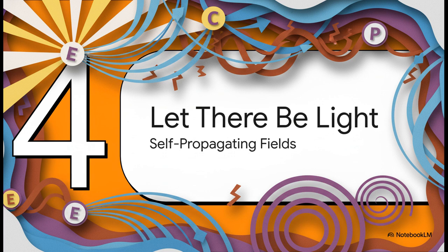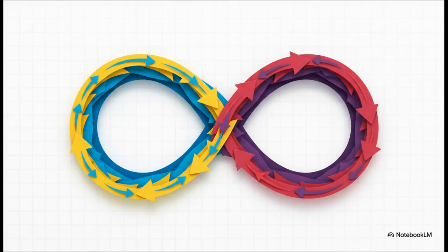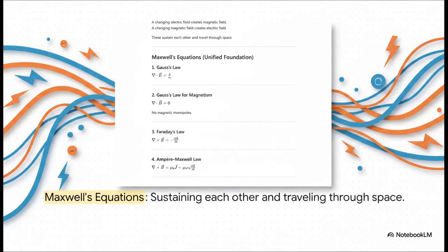Let's move to the climax of the story. Part 4, Let There Be Light, Self-Propagating Fields. A physicist named James Clerk Maxwell looked at Faraday's law and realized something crucial. Nature absolutely loves symmetry. If a changing magnetic field creates an electric field, Maxwell argued that a changing electric field simply must create a magnetic field too. This was his revolutionary correction. The loop was finally perfectly closed. They create each other. The culmination of this symmetry gives us Maxwell's equations.